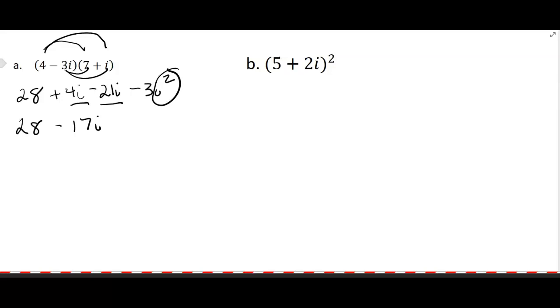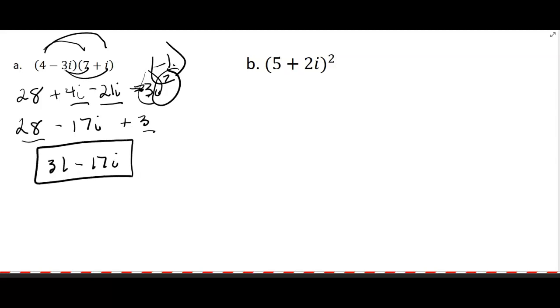But this i squared, you have to remember that's negative 1. So you have negative 3 times negative 1, which is positive 3. This is being multiplied here, okay? And it's a negative 3. Okay, so 28 and 3 make 31 minus 17i. So that was the answer there.